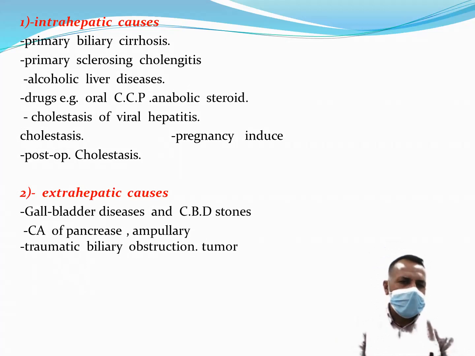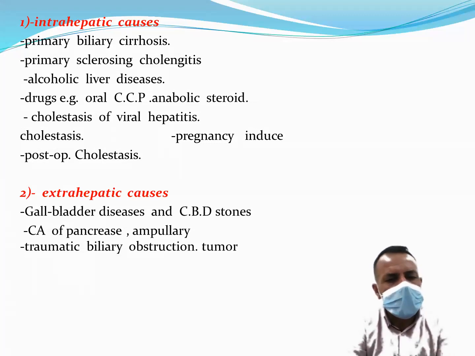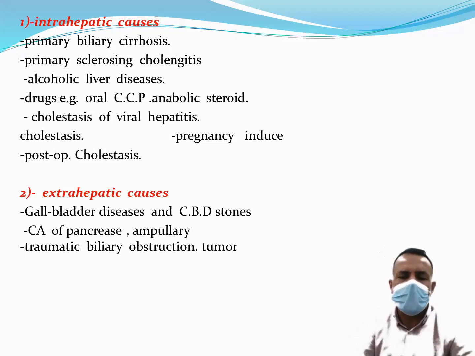This is intrahepatic, inside the liver. Outside the liver, the causes are most commonly surgical. For example, gallbladder disease, gallstones, common bile duct stones; any stone that obstructs the biliary passage leads to obstructive jaundice. Carcinoma of the pancreas, carcinoma of the ampulla of Vater, traumatic biliary obstruction such as surgical trauma to the biliary passage, or tumor of the ampulla of Vater or pancreas. All these malignancies may lead to obstruction of the biliary passage.